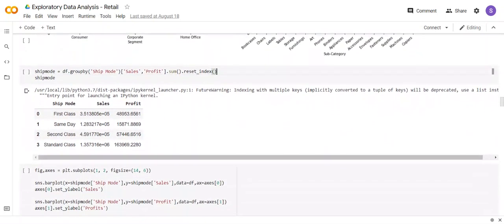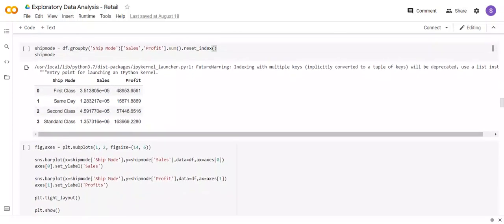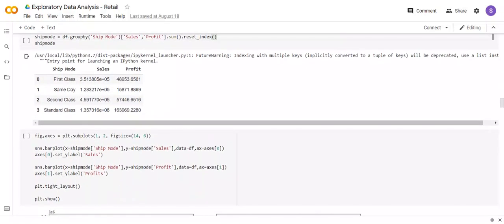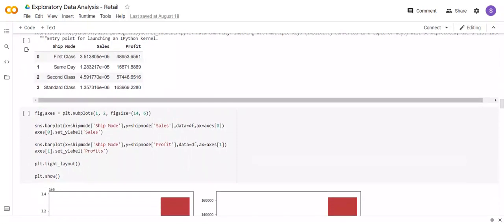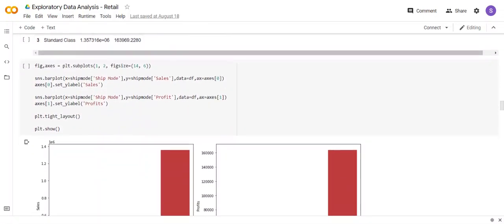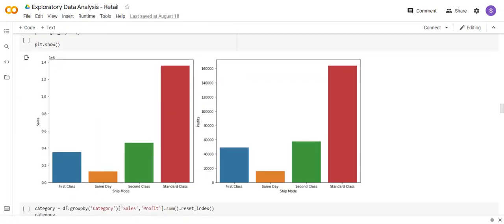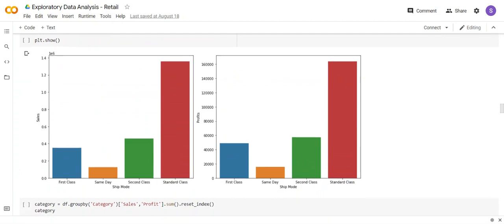So here we are checking the shipping mode, and we are comparing with sales and profit. So we can see standard class shipping mode is more popular in both sales and profit. But if you check the sales item, profit is more in standard class than sales.